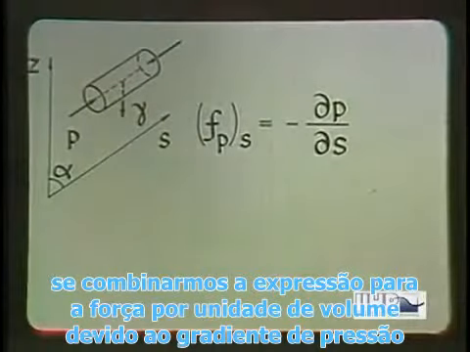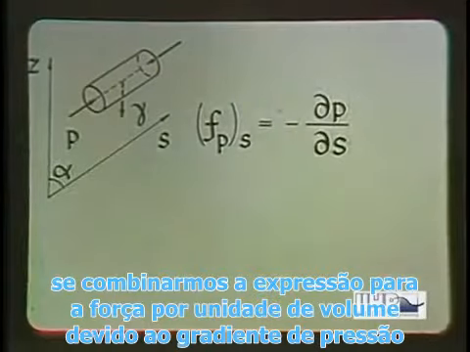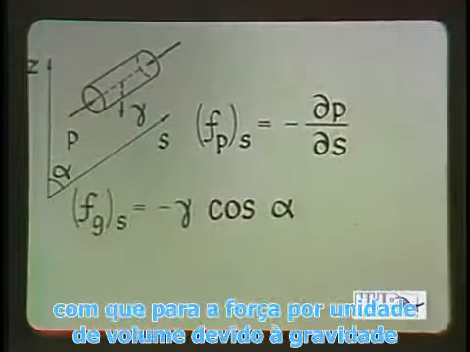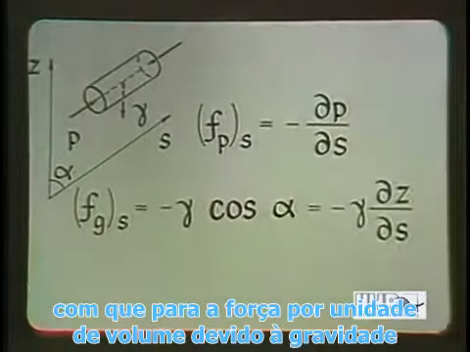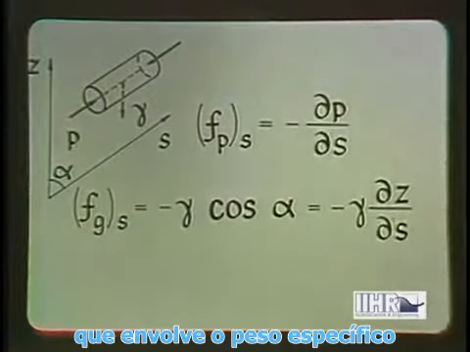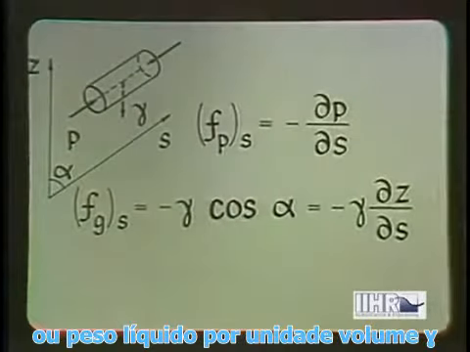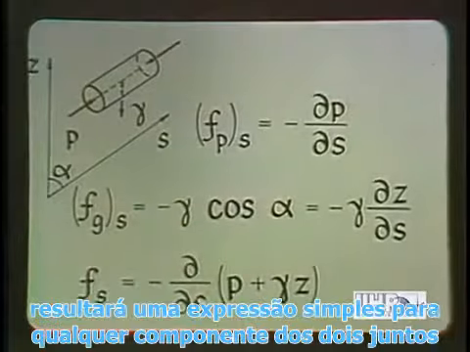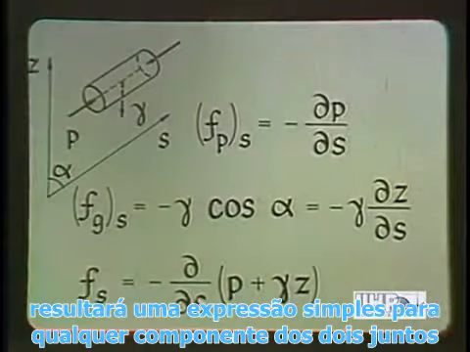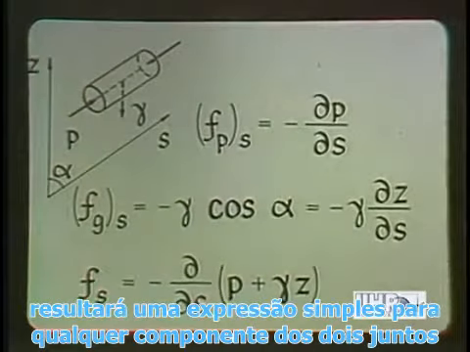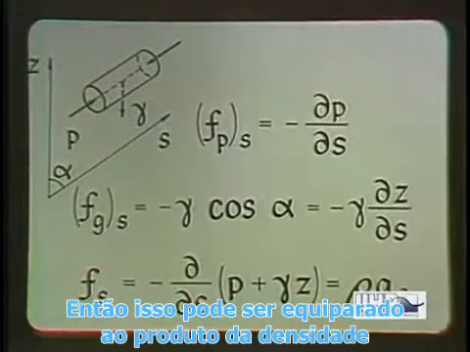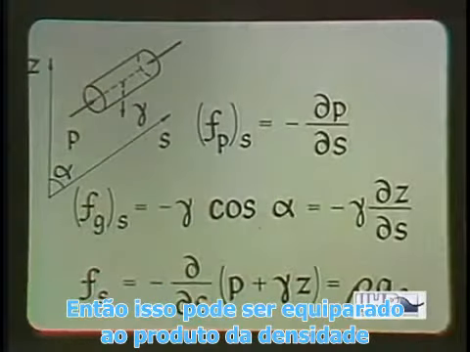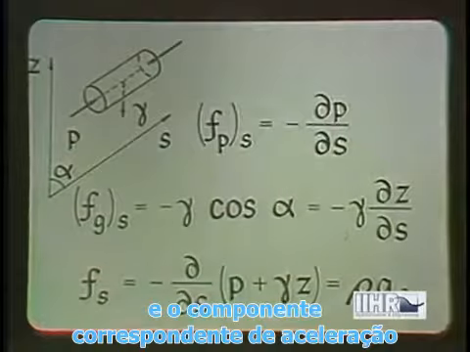If we combine the expression for the force per unit volume due to pressure gradient with that for the force per unit volume due to gravity, which involves the specific weight or fluid weight per unit volume, gamma, a simple expression for any component of the two together will result. This can then be equated to the product of the density and the corresponding component of acceleration.